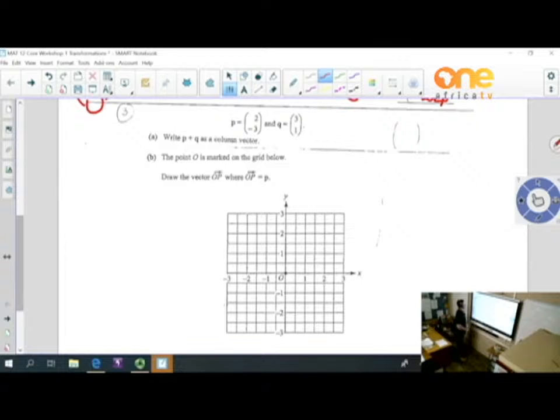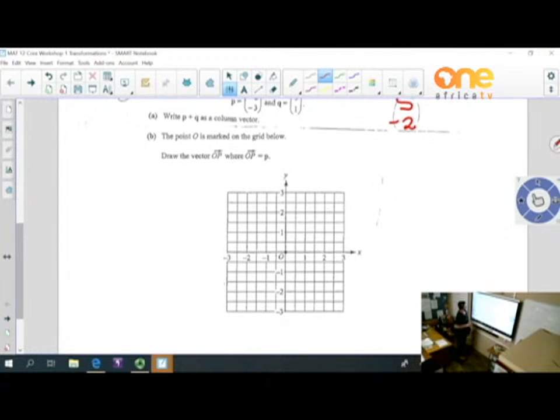Question 3. Write P plus Q as a column vector. Again, x and x, y and y. So 2 plus 3 is 5, and negative 3 plus 1 is negative 2. There is your column vector.